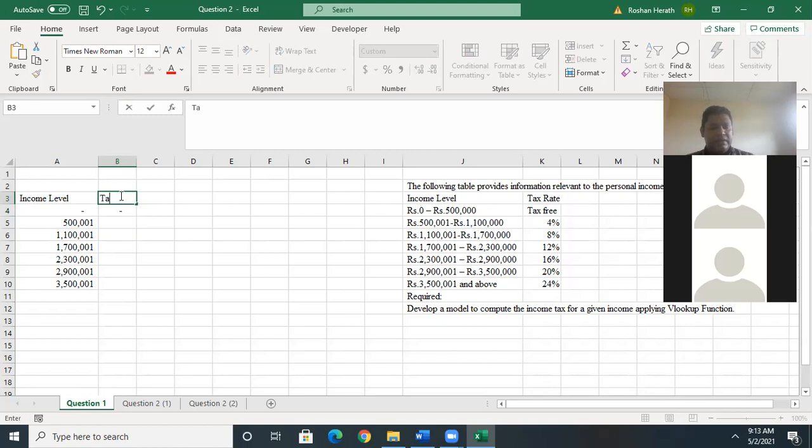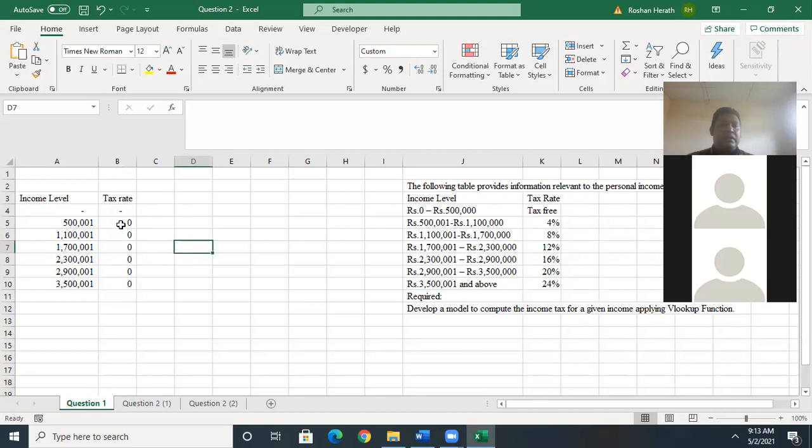This is the tax rate. එතන එතකොට 4% තියෙනවා. Then 8%, 12%, 16%, 20%, and 24%. Right? එතන මේ විදිහට තමයි tax rates ටික යන්නේ. Applicable tax rate. So depending on the income level.